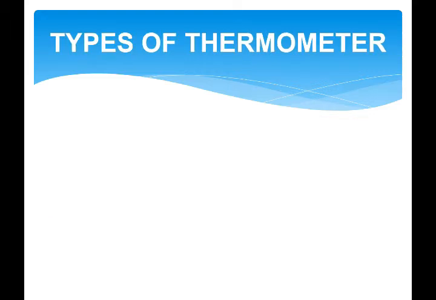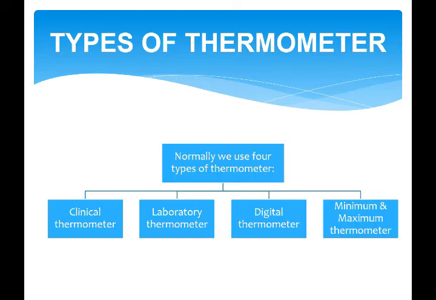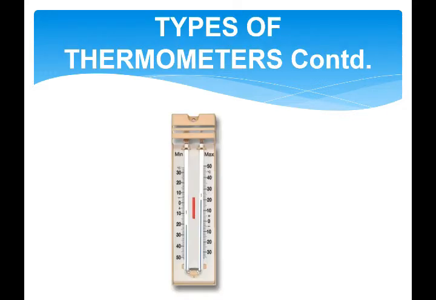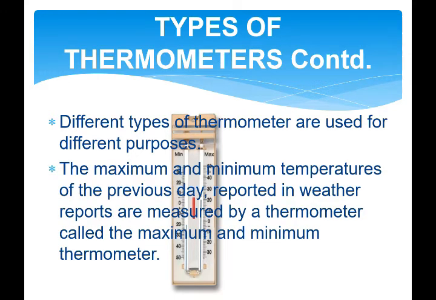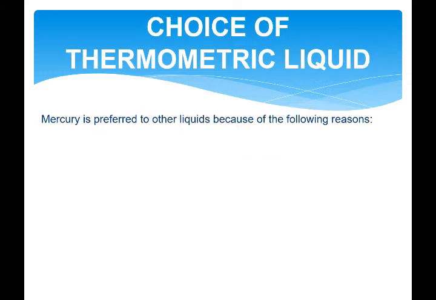Now we will study the types of thermometer. There are different types of thermometers like clinical thermometer, laboratory thermometer, digital thermometer, and minimum and maximum thermometer. Different types of thermometers are used for different purposes. The maximum and minimum temperatures of the previous day reported in weather reports are measured by a thermometer called the maximum and minimum thermometer.